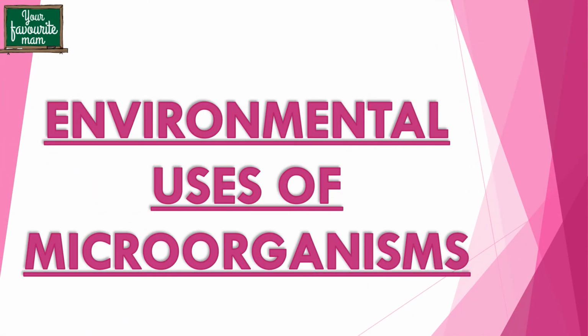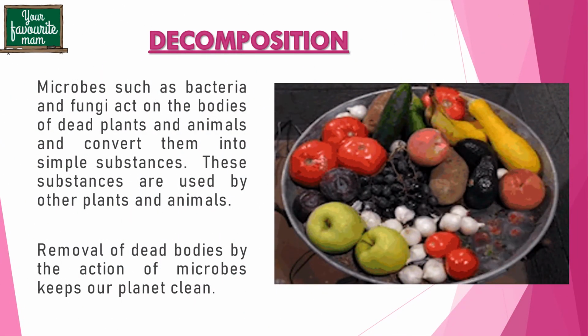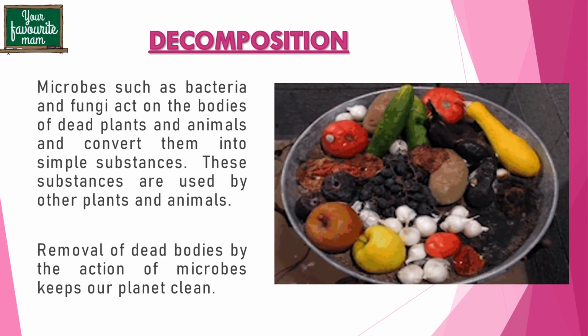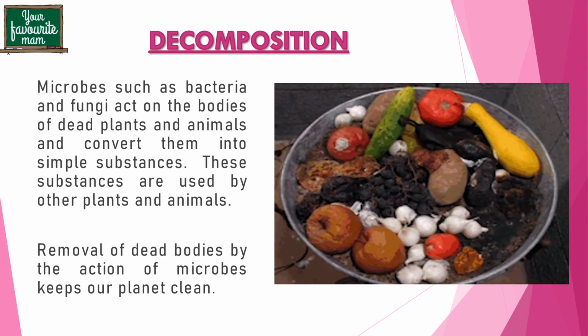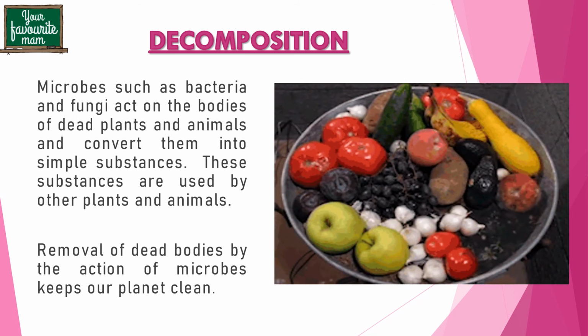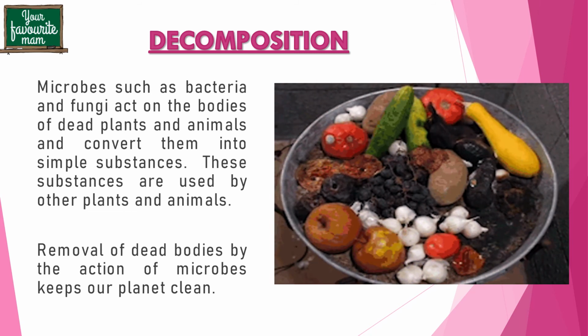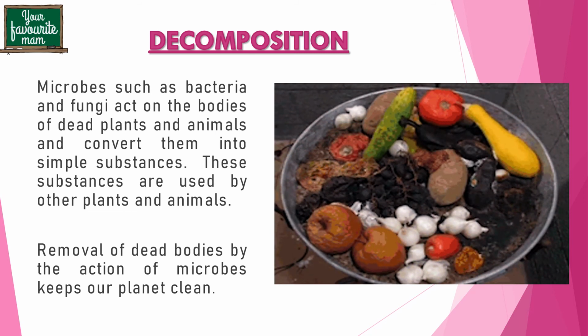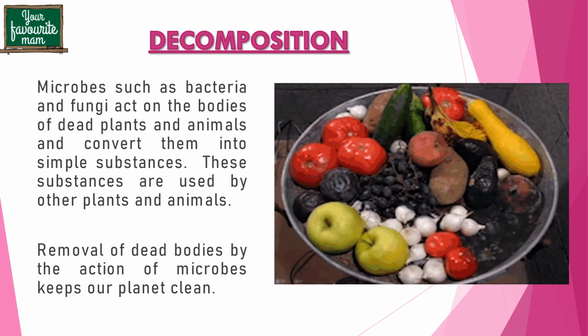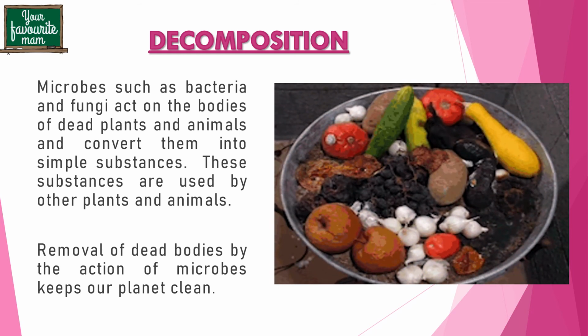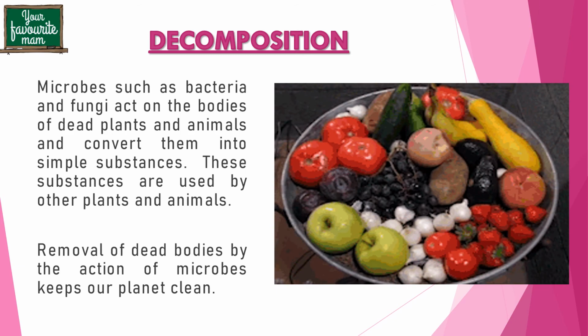And now let's talk about the environmental uses of microorganisms. Microbes, such as bacteria and fungi, act on the bodies of dead plants and animals and convert them into simple substances. This process is called decomposition. These substances are then used by other plants and animals. Hence, removal of dead bodies by the action of microbes keeps our planet and our environment clean and healthy.